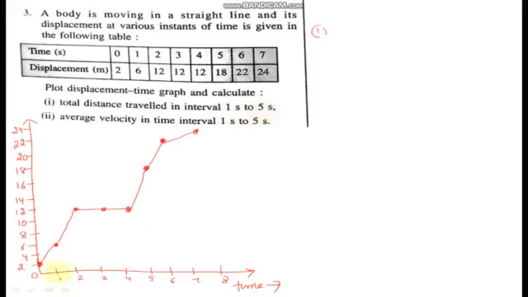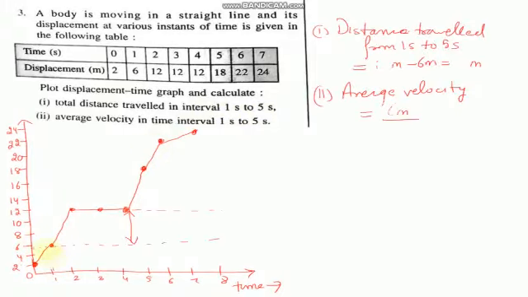Now at time 1 second, how much distance was there? 6 meter. Now 1 second is here 6 meter, and what about 5 seconds? At 5 seconds it is 18 meter. So that means from 1 to 5 seconds how much distance has been travelled? At 1 second 6 meter, at 5 seconds 18 meter. That means 18 meter minus 6 meter is 12 meter. This is the distance that has been travelled.